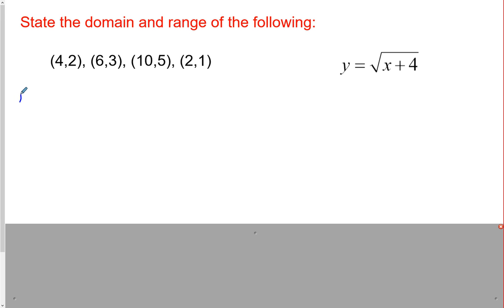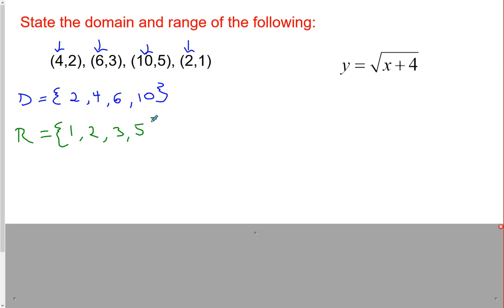So my first one, I say, okay, domain is all possible x values. So I do my squiggle bracket. My x values in order looks like there's a 2, there's a 4, there's a 6, and there's a 10. So 2, 4, 6, and 10. Those are my x coordinates. For my range, what are my possible y values? Looks like my lowest one is a 1, and then I got a 2, and then a 3, and then a 5. If something appeared twice, I would only list it once. Okay, so that's my domain and range for ordered pairs.